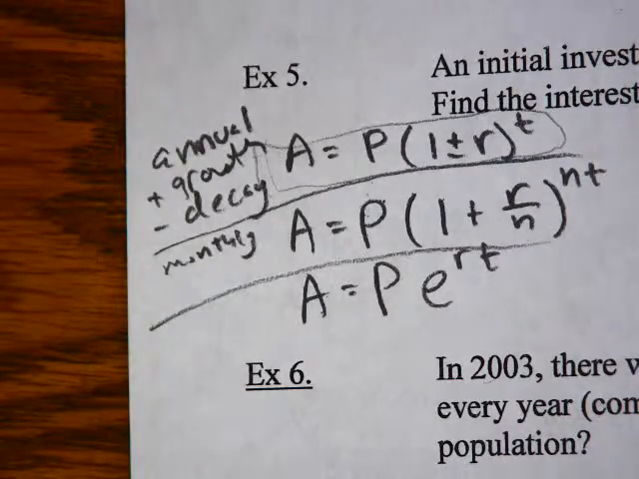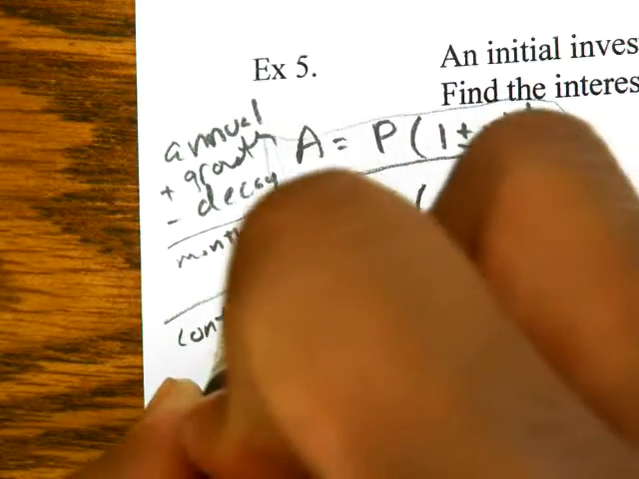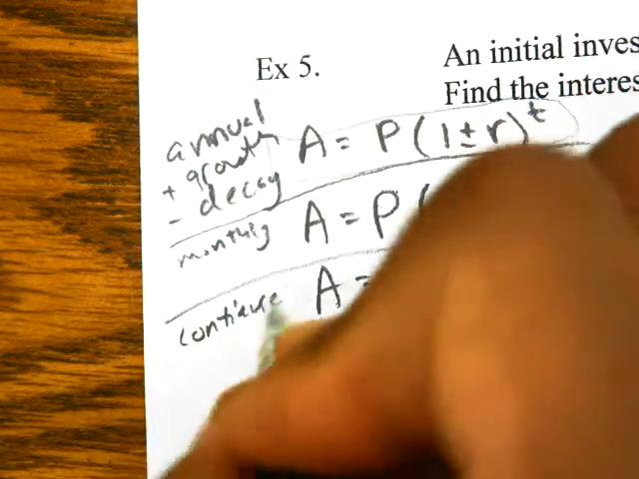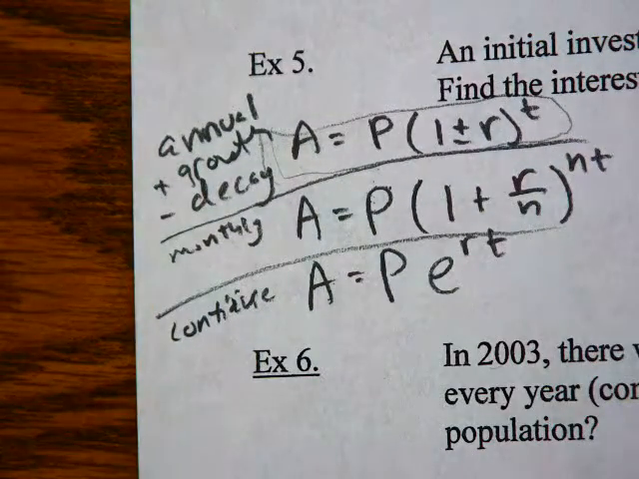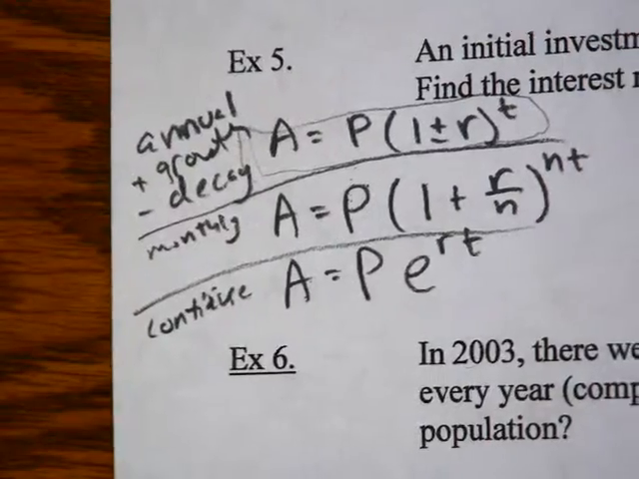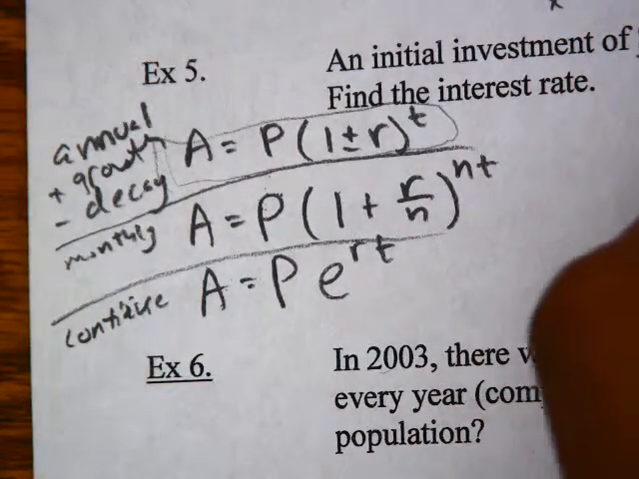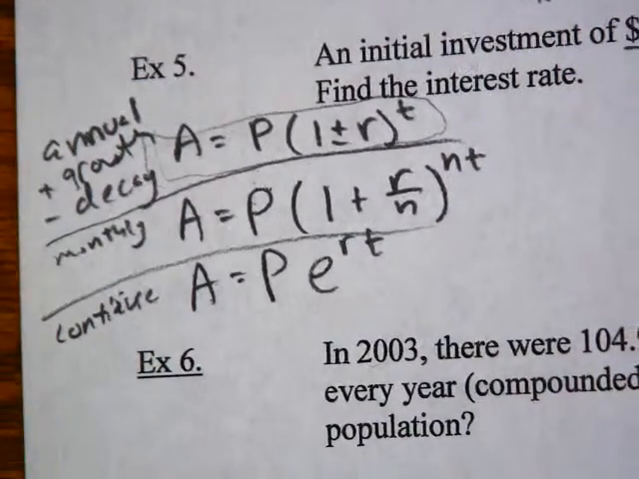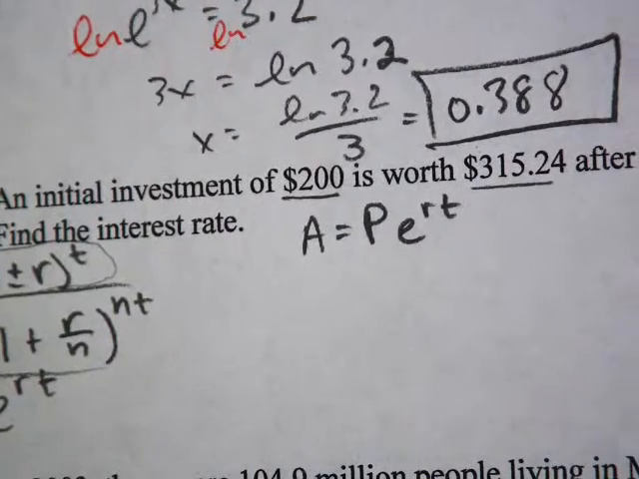That leaves the last one as continuous. So whenever you see the word continuous, you use P times E to the RT. So we're going to use that: P times E to the RT.